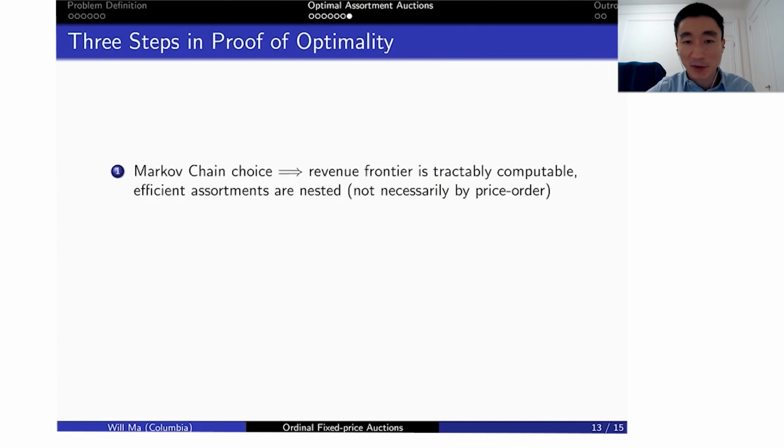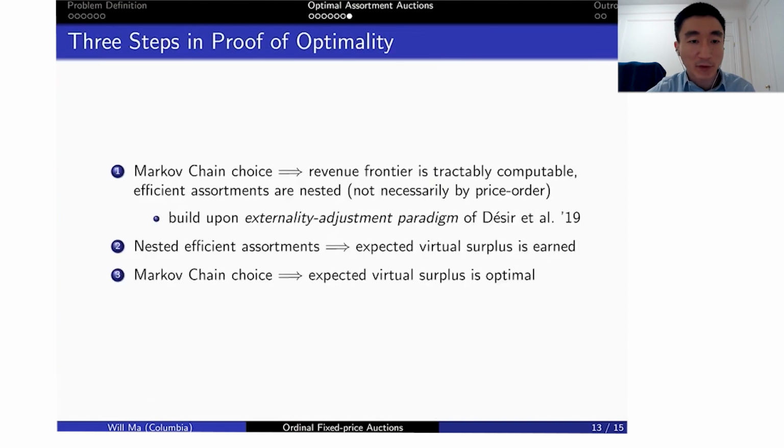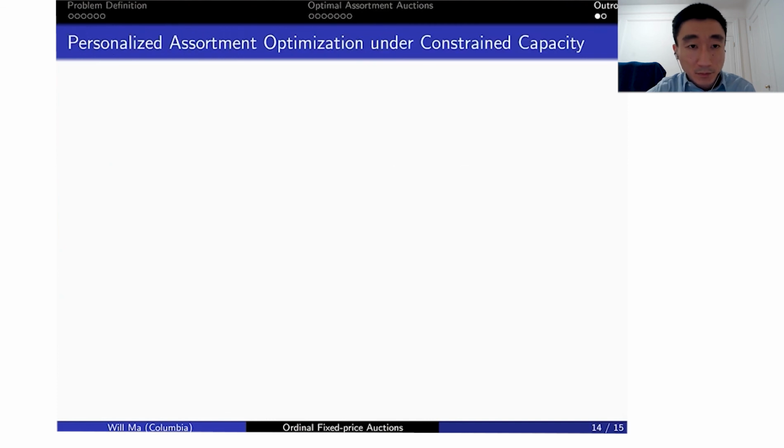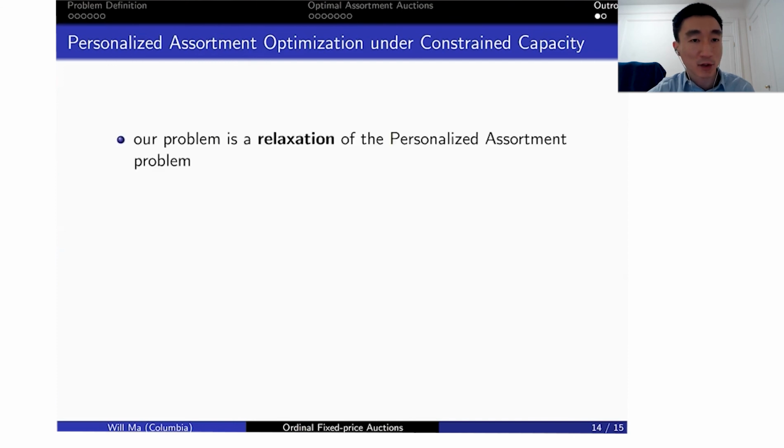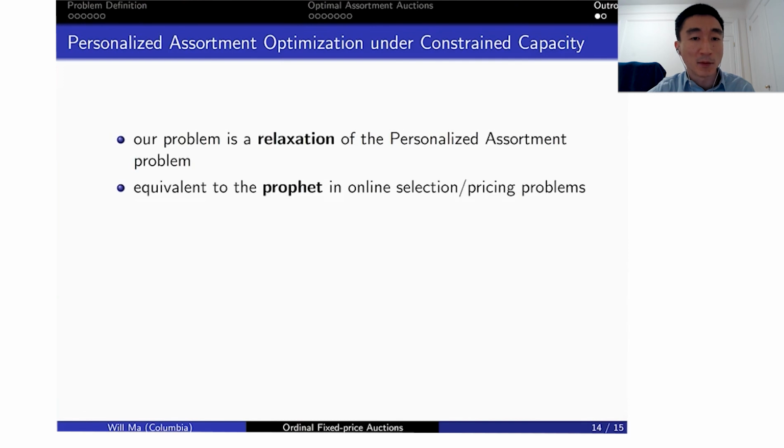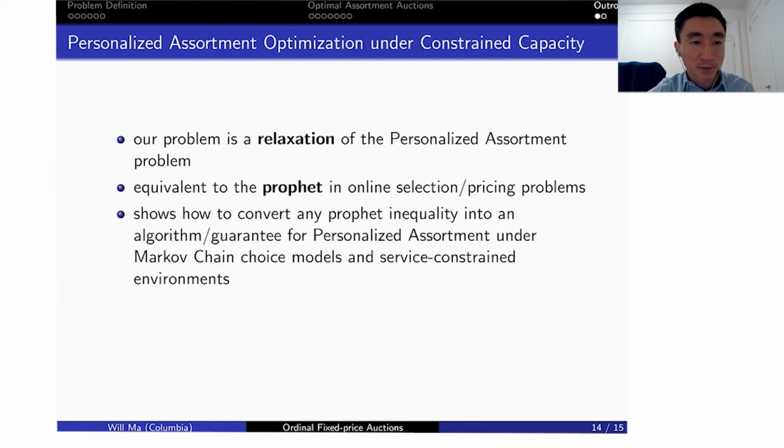Okay, so I'm going to skip the key steps in the proof of optimality. And finally, let me quickly comment on how our problem relates to personalized assortment optimization. I said at the beginning, our problem is a relaxation of the personalized assortment problem. It can be seen that this is equivalent to the role of the profit in an online selection or an online pricing problem.